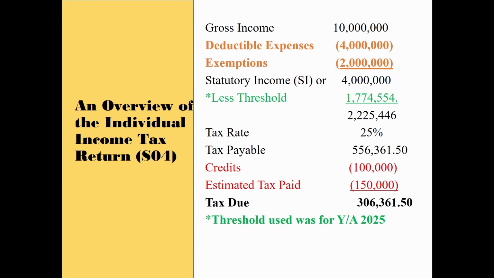And after we deducted all our credits and our estimated tax already paid, all you have to pay come March 15 is $361,000, a lesser amount. All right?